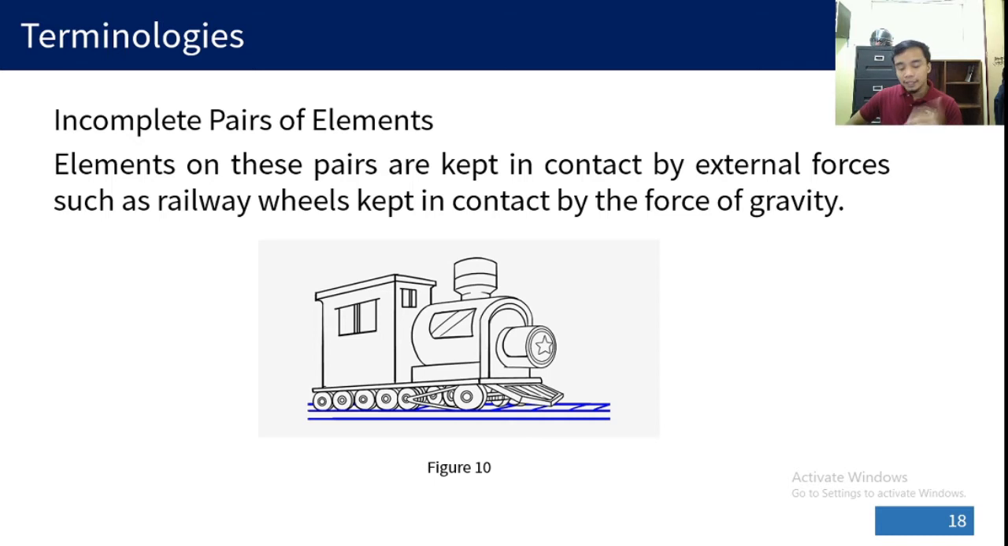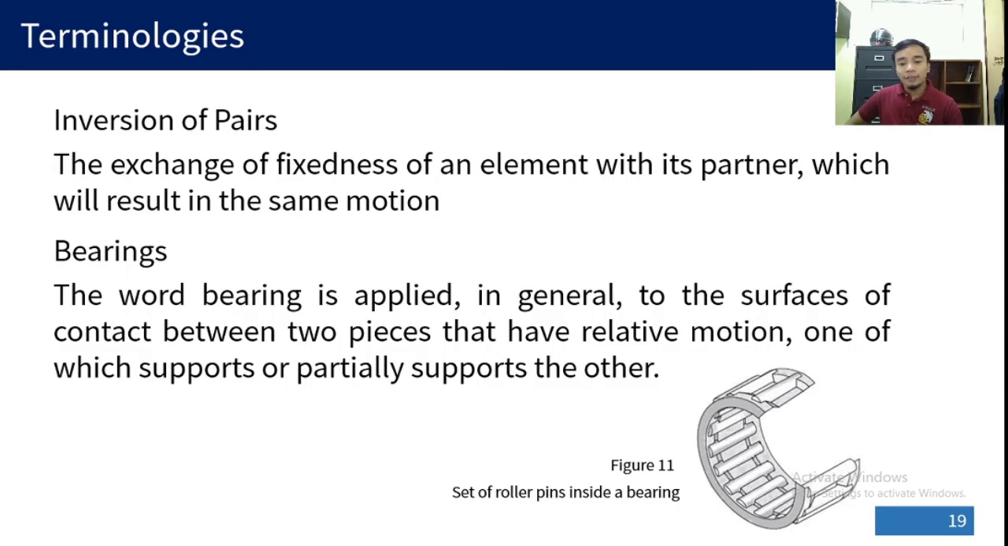Inversion of pairs is the exchange of fixedness of an element. So if you want to compel another form of motion, you can use inversion of pairs. You invert which of the pair you fix or which one is the envelope, and that falls under inversion of pairs.